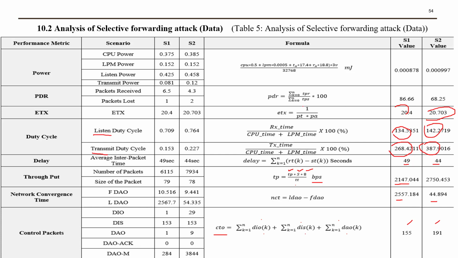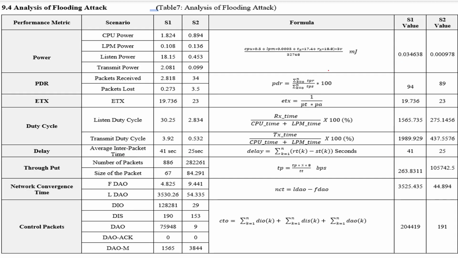So PDR, packet delivery ratio, how much is the loss? So 86% we received, remaining 14% is a loss. So here 68% of the packet received, the remaining is loss. And then this is the power consumption. Power consumption can be calculated by using 4: CPU power, LPM power, listen power, transmit power. So using these 4, we calculated these values. So here it is 0.000979. So this is how we can calculate that. For every attack, the value will be changed. Now you can continue like this for all the attacks.